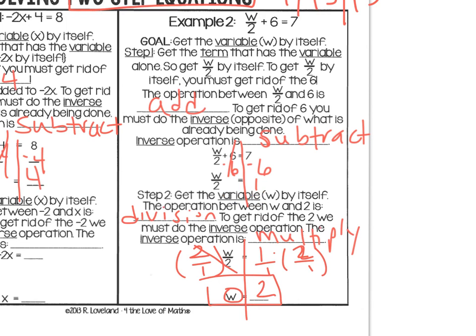And we're going to check to see if we did that correctly by showing our work. Right now the equation is w over 2 plus 6 equals 7. So where w is, we're going to put 2. I get 2 over 2, which means 2 divided by 2 plus 6 equals 7. Well, 2 divided by 2 we know is 1, and 1 plus 6 does equal 7. So we did solve this correctly.